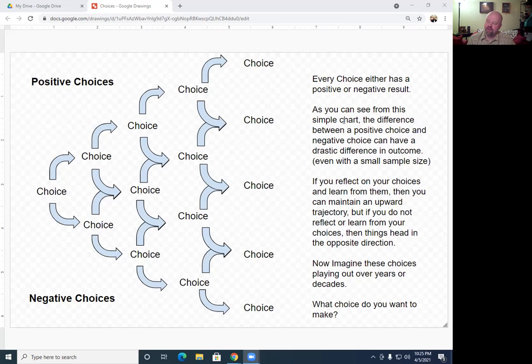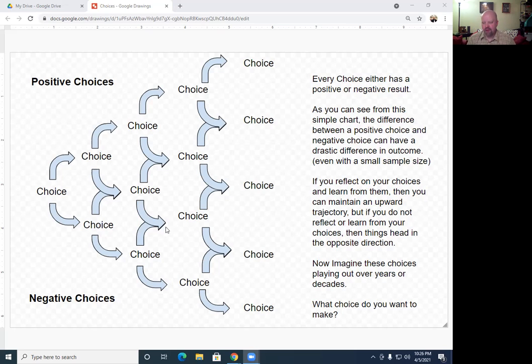As you can see from this simple chart, the difference between a positive choice and a negative choice can have a drastic difference in outcome, even with a small sample size. My point is, if you reflect on your choices and learn from them, then you can maintain an upward trajectory. But if you do not reflect or learn from your choices, then things head in the opposite direction. Now imagine these choices playing out over years or decades.